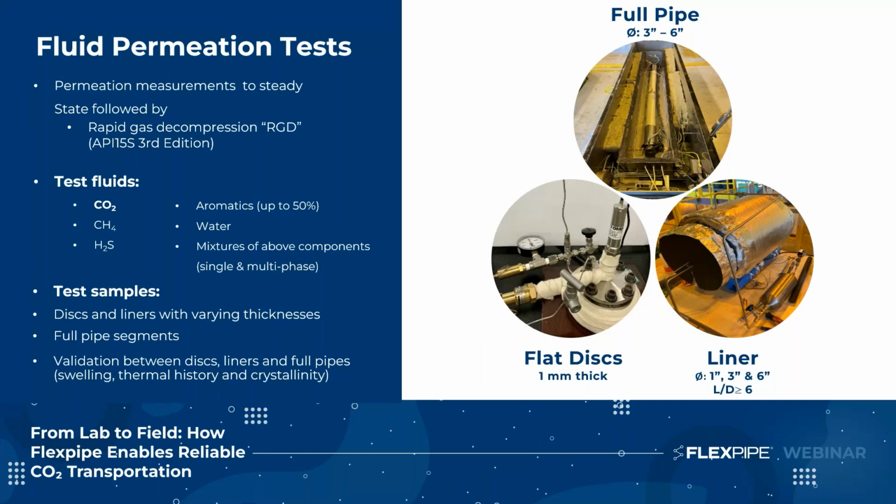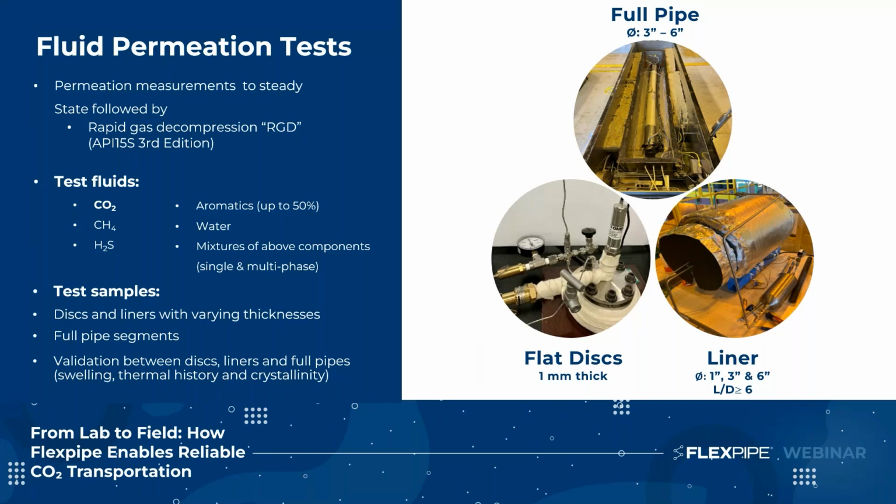The permeation tests are followed by rapid gas depressurization tests according to the API 15S 3rd edition standard. This allows us to evaluate the material resistance to pressure fluctuations after exposure and saturation of gases. We conduct permeation tests using different gases, such as CO₂, CH4, H2S, in the presence of aromatics, water, and mixtures of these components.